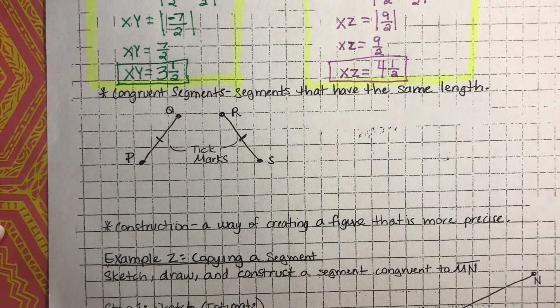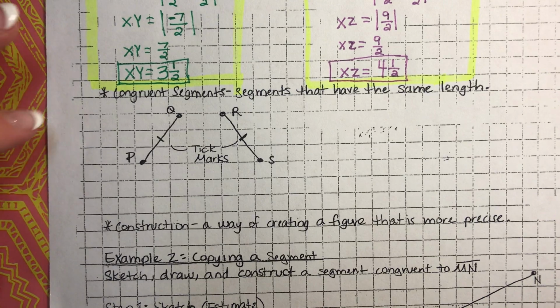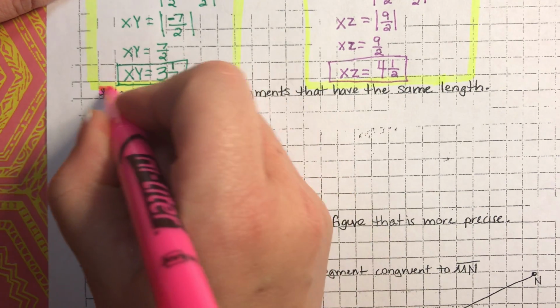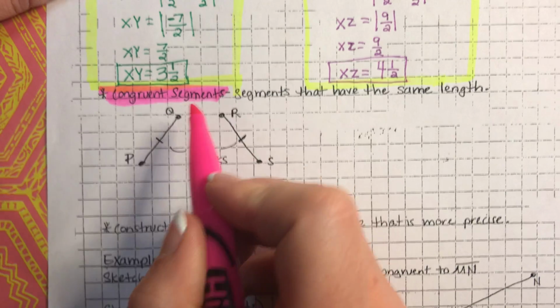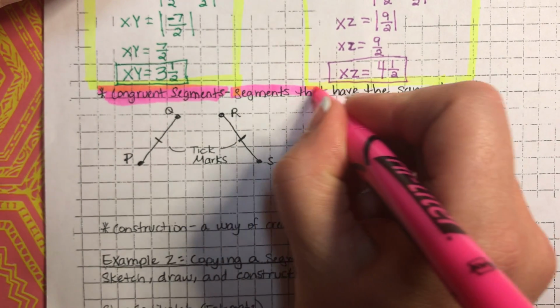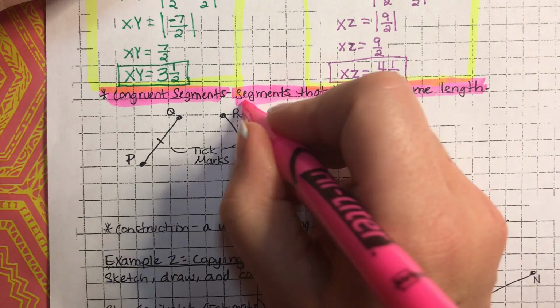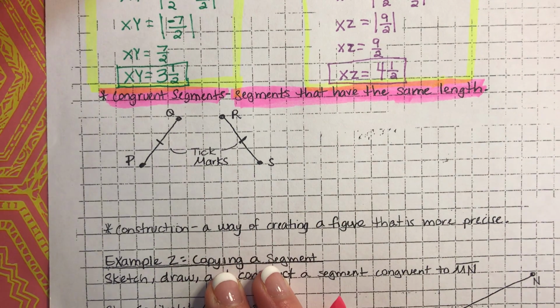Hello and welcome back. We are going to get started talking about example 2, but before we do, we're going to define a particular concept called congruent segments. Congruent segments are segments that have the same length. Segments, line segments, right, that have the same length.